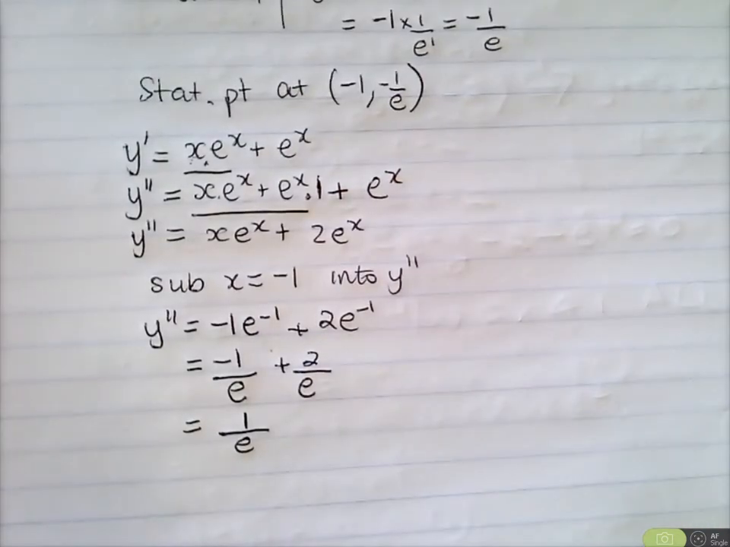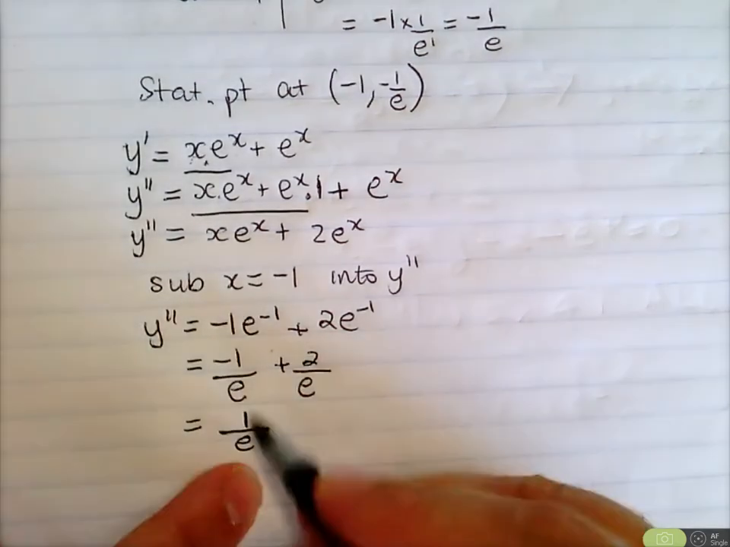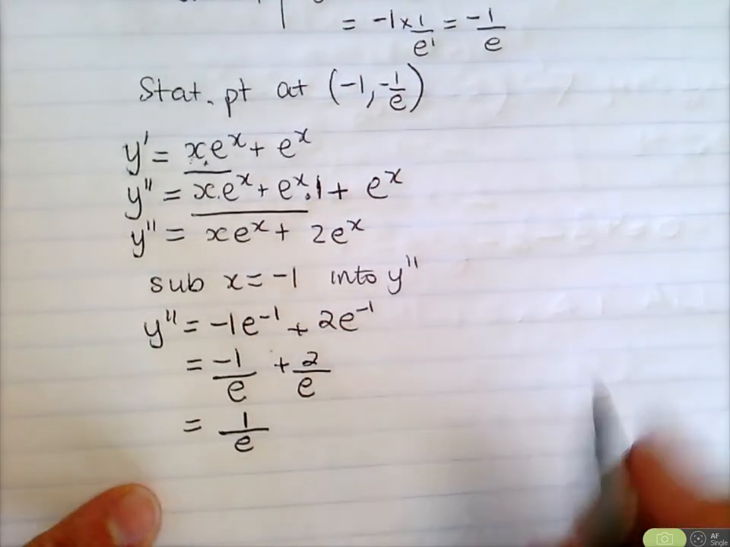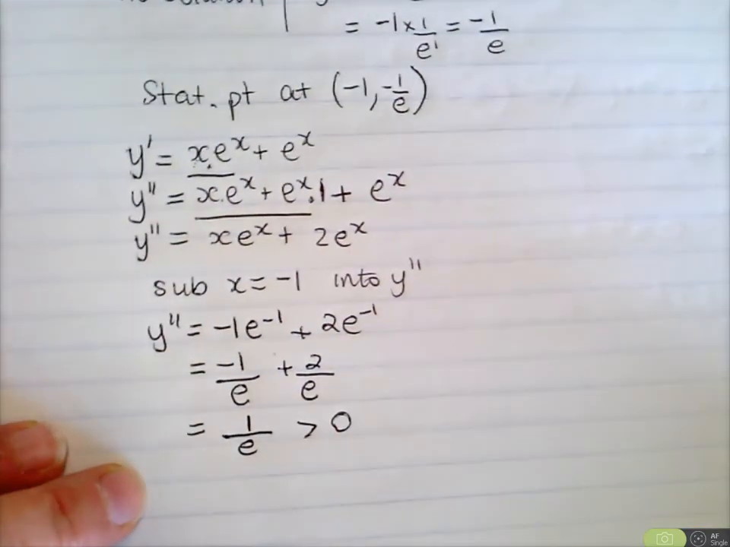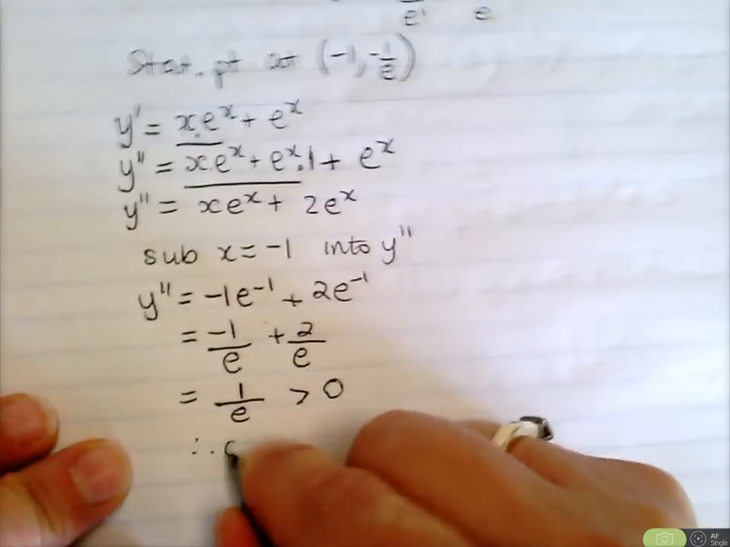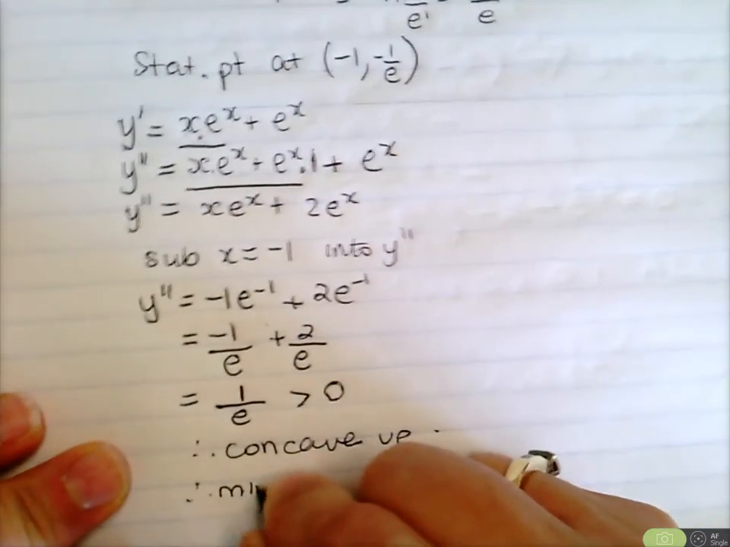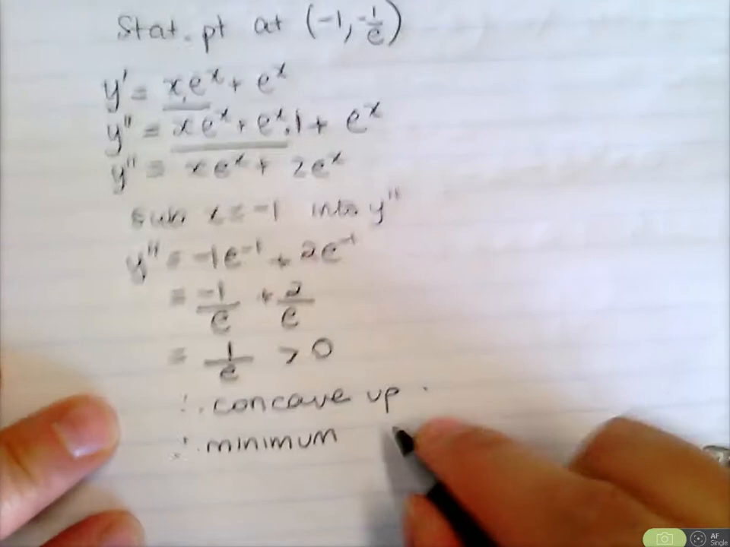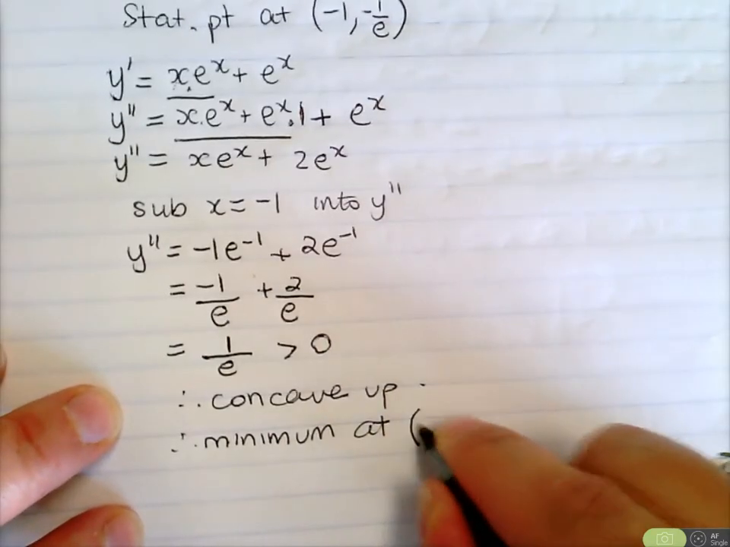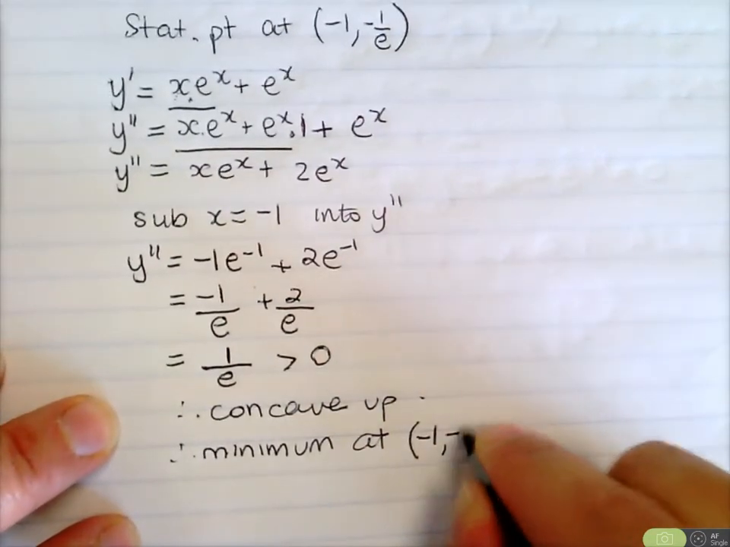Now, you tell me if that's like 1/3 approximately. Because remember, if you just keep thinking of e as 2.7 or something close to 3, tell me, is that positive 1 on e? Yeah, it is, which is greater than 0. Therefore, concave up. Therefore, you've got a minimum turning point at negative 1 on e.